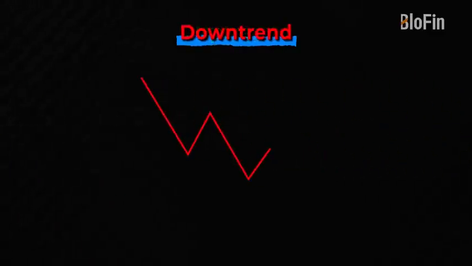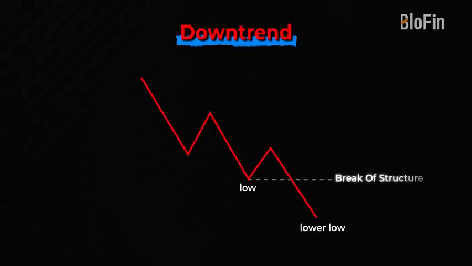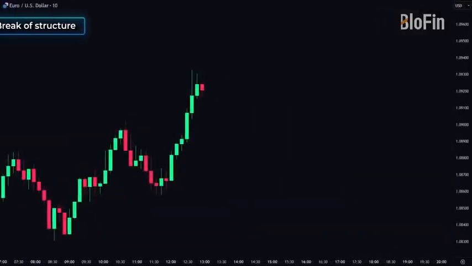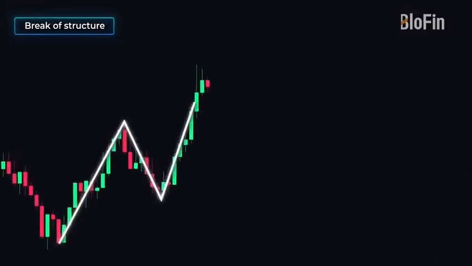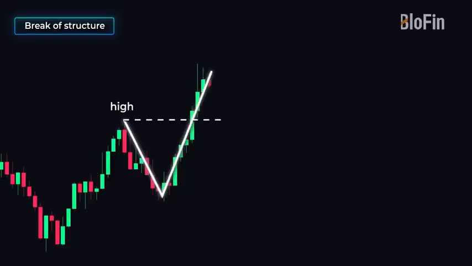Similarly, in a downtrend, whenever the previous low gets broken and price forms a new lower low, that's also called a break of structure. Now that you have an idea of what a break of structure is, let's look at a real chart example. In this chart, we can see that price is forming higher highs and higher lows, indicating an uptrend. To find the break of structure, we simply look at the moment price broke above the previous highs and formed higher highs, which is right here.